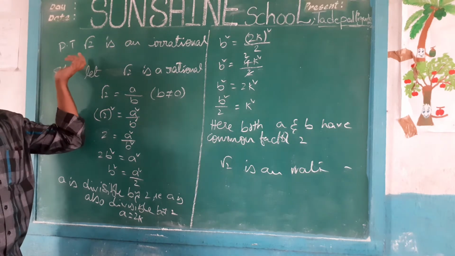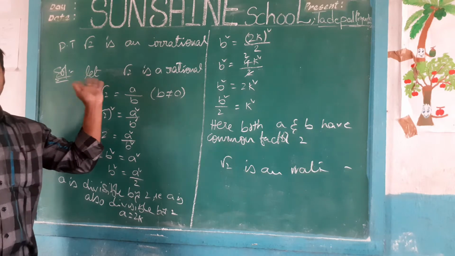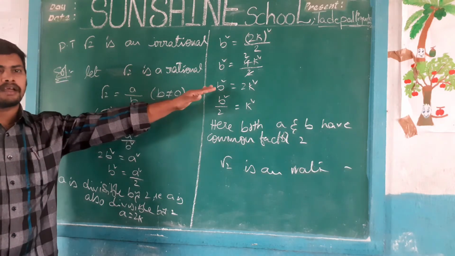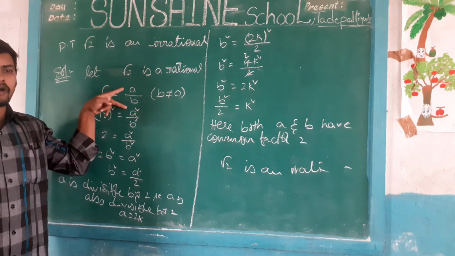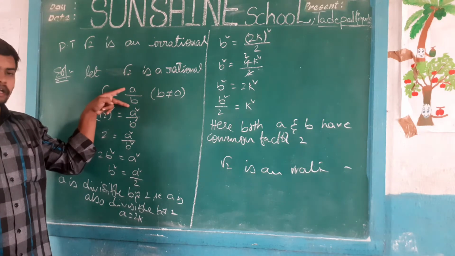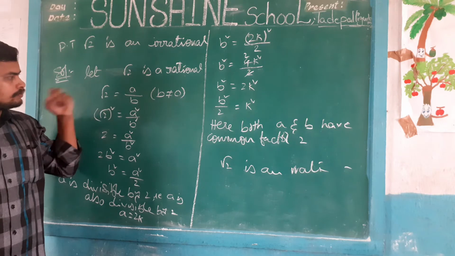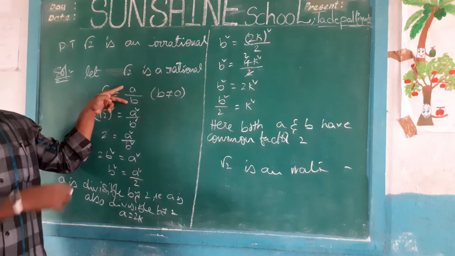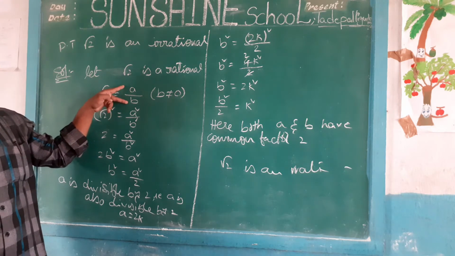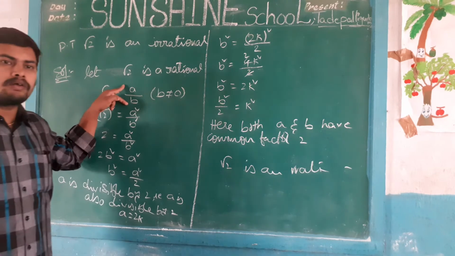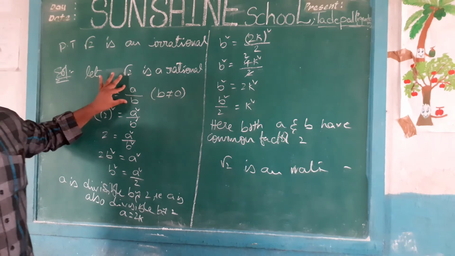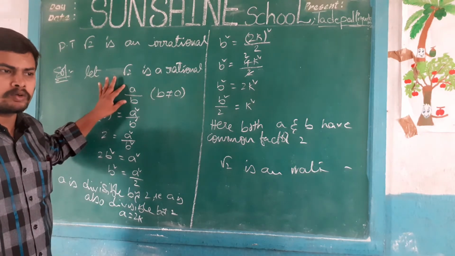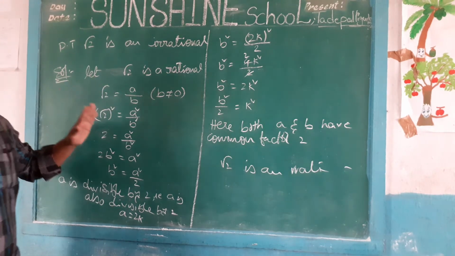Root 2 is an irrational number. First, let us assume root 2 is a rational number. Whenever any number is rational, it can be easily written in the form of p by q, here a by b, where a and b are co-primes. Co-primes means their HCF must be equal to 1.